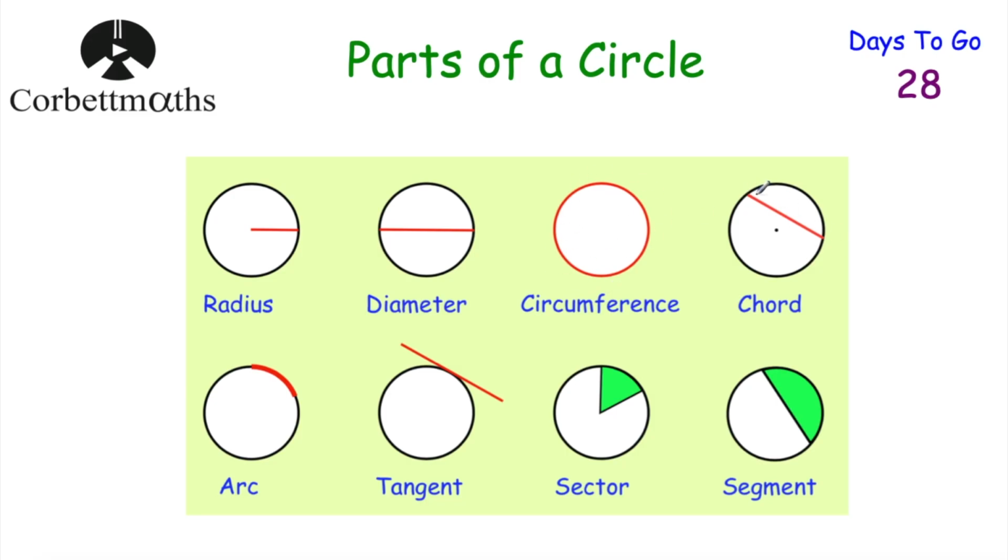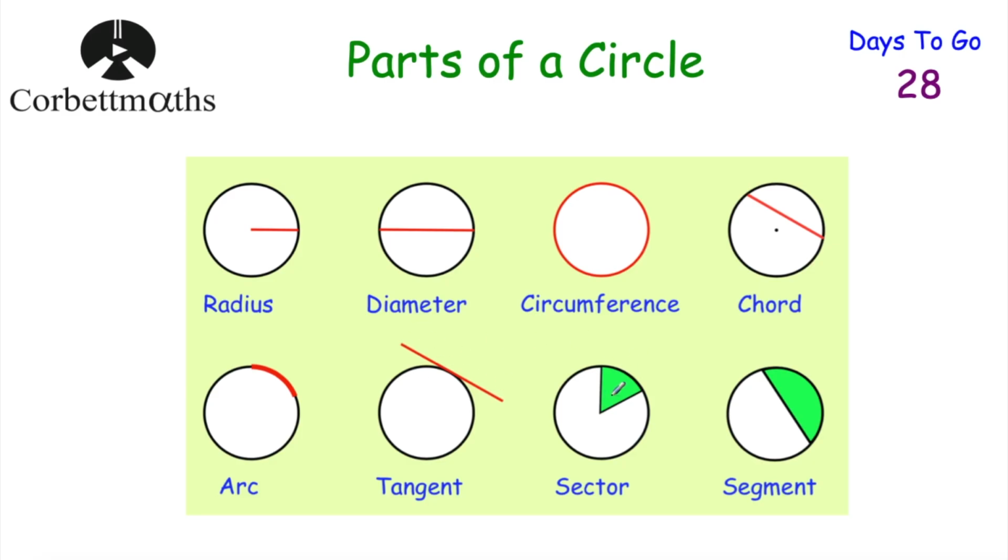This red line is called the chord. So a line that joins one part of the circle to another part of the circle, like so. So that line is called the chord. An arc is part of the circumference. So this shown in red here is the arc. A tangent is a straight line that touches the circle once and carries on. So this is a tangent. And there's the saying, going off on a tangent. So that's a tangent. It's that line that touches the circle and carries on.